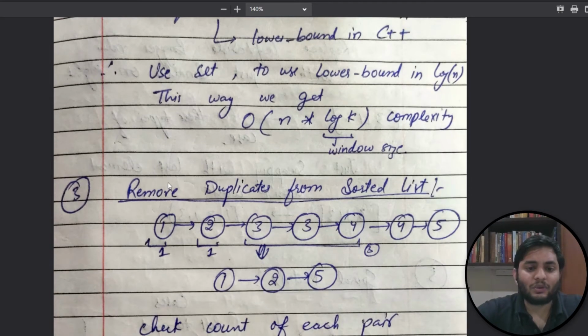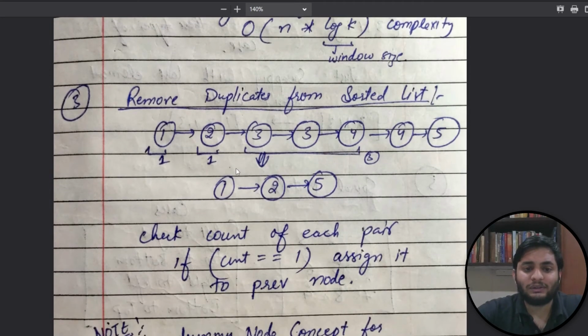And the next question is remove duplicates from the sorted list. So here is a visual representation of the question. We are given 1 2 3 3 4 4 5, and I have just removed all the duplicates. 1 is present a single time, 2 is present a single time, and then 3 is present 2 times, so I have removed 3 from the list. 4 is present 2 times, removed from the list. 5 is present 1 time, so remove 5.